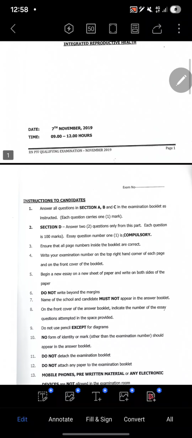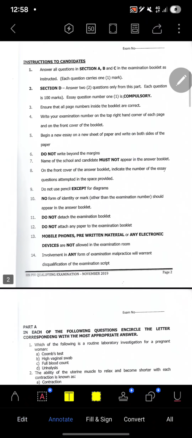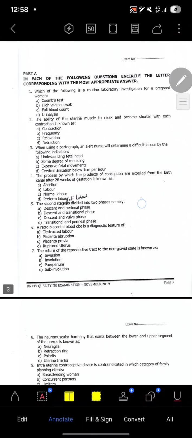Looking at Integrated Reproductive Health, IRH 2019 paper. So go straight to the multiple choice questions. Question 1 says, which of the following is a routine laboratory investigation for a pregnant woman? So the correct answer is D, which is urinalysis.